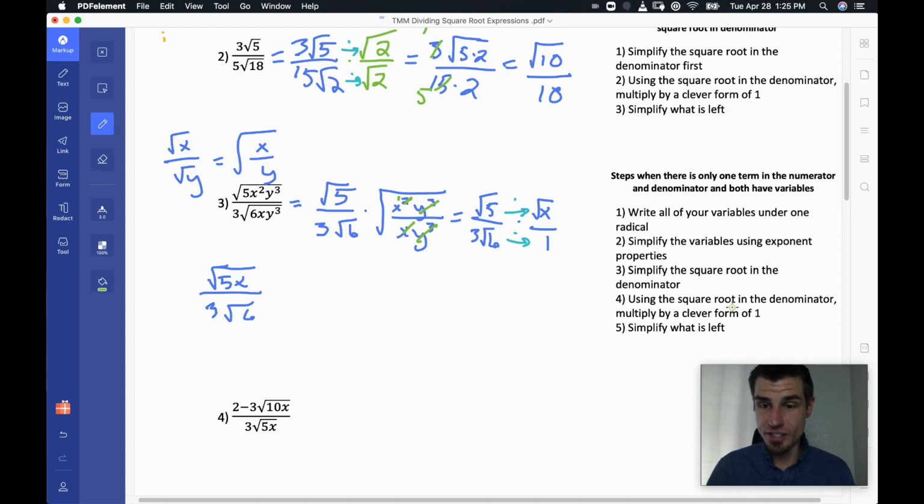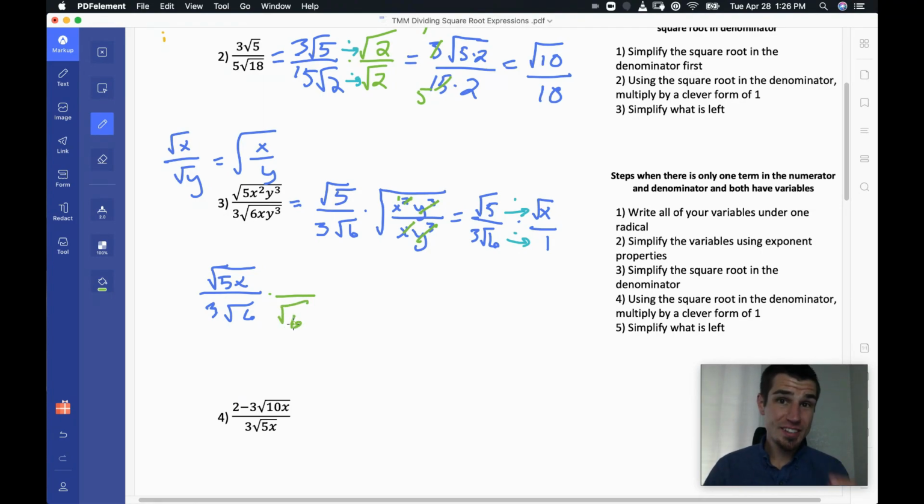Using the square root in the denominator, multiply by a clever form of 1. Hey, that's what we've been doing, right? So we want to multiply by a clever form of 1. What do we want our denominator to be? Well, the goal is to get rid of the square root of 6. So we want to multiply it by the square root of 6.